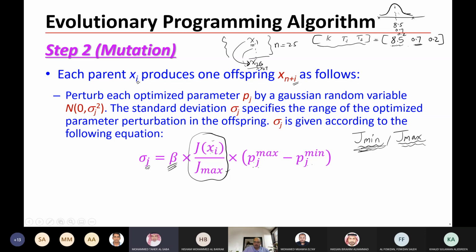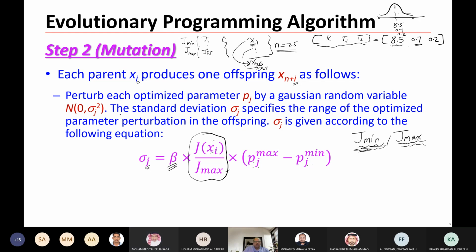Now we start randomly. We have now only 25 solutions. In these 25 solutions, you calculate J1 up to J25. You can do some statistics here. You can get the J minimum and J maximum. Definitely, the solution corresponding to J minimum is the best solution that we have right now, and J maximum is the worst solution that we have right now.